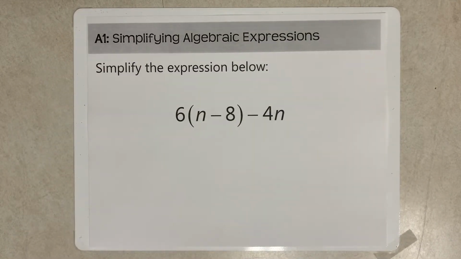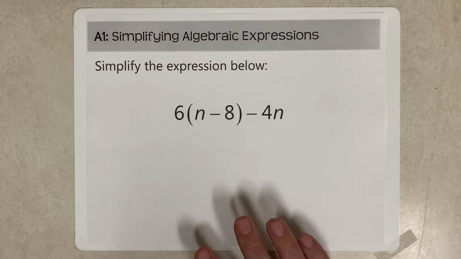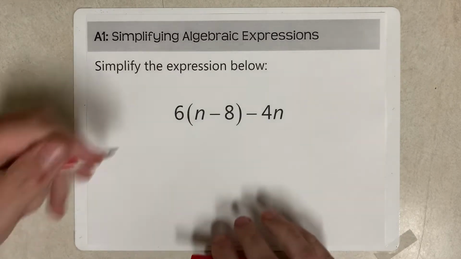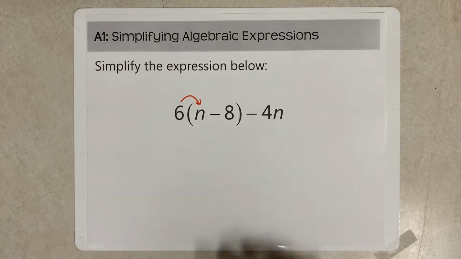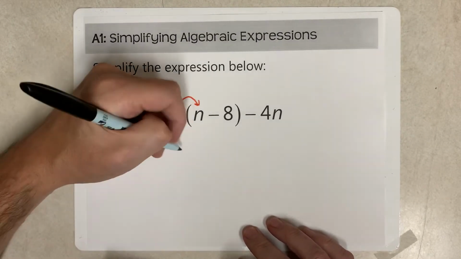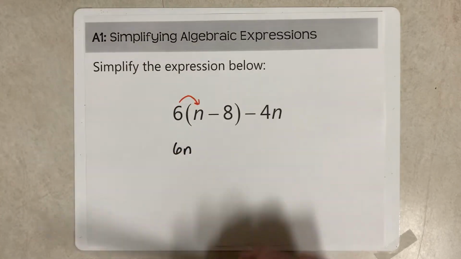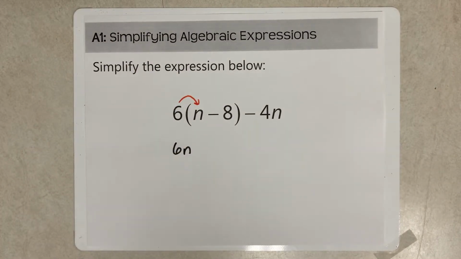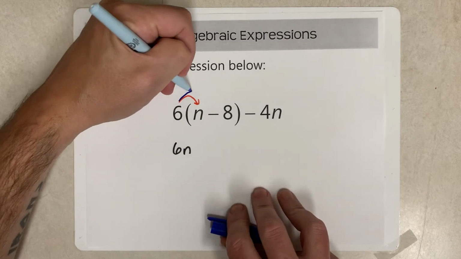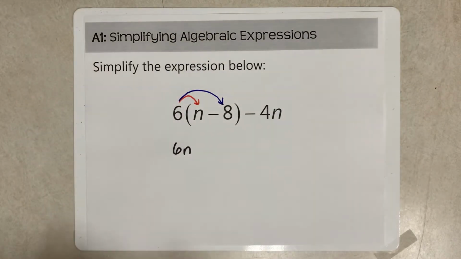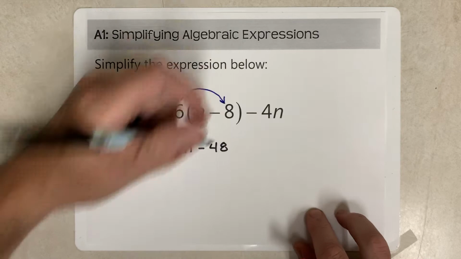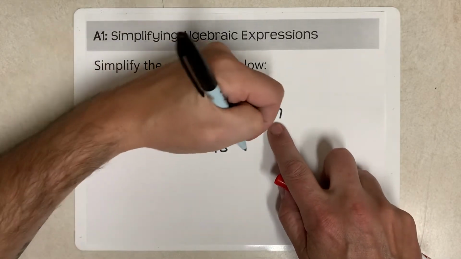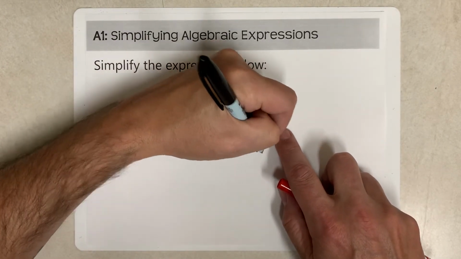Now we have some parentheses. So now we have to do some distributing. To remove parentheses, we have to use our distributive property. So when I take that 6 times n, you multiply, I'm going to get 6n. If I take the 6 and the negative 8 right here, 6 times negative 8 would be negative 48. And then I have a minus 4n at the end that I just have to bring down like this.